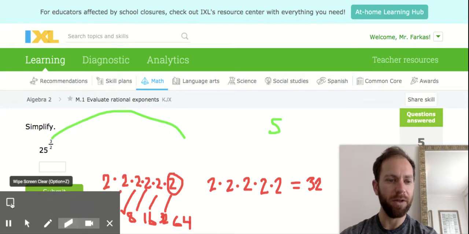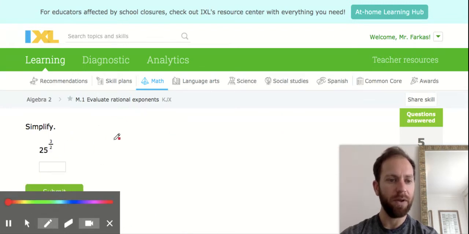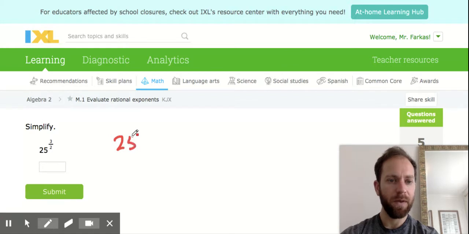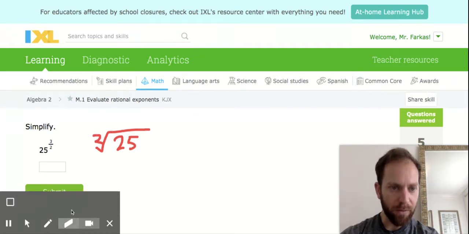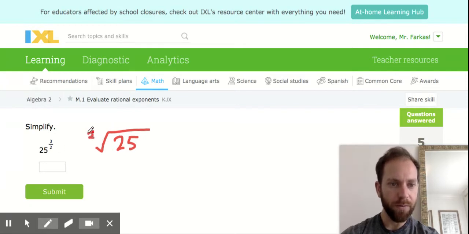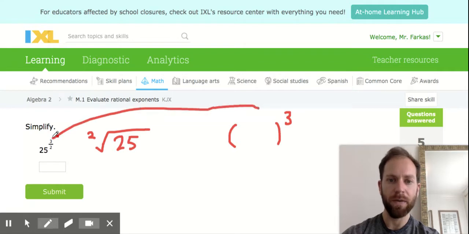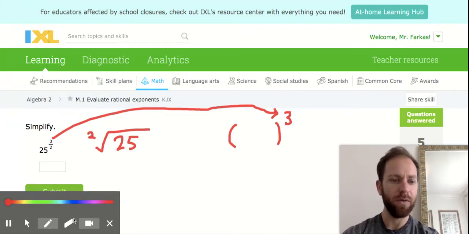All right, this is similar, but let's do one more of these. So here we have 25. And then the index is a 2, or just a regular square root. Sorry, that's a 2. It looks a little like a 3. Let me change that. That's a 2. And then whatever we get, we're going to put that to the power of 3. So the numerator, again, comes over here. That's going to be our exponent. The denominator is our index. So remember, we don't need a 2 here, but the square root of 25, that's just equal to 5.